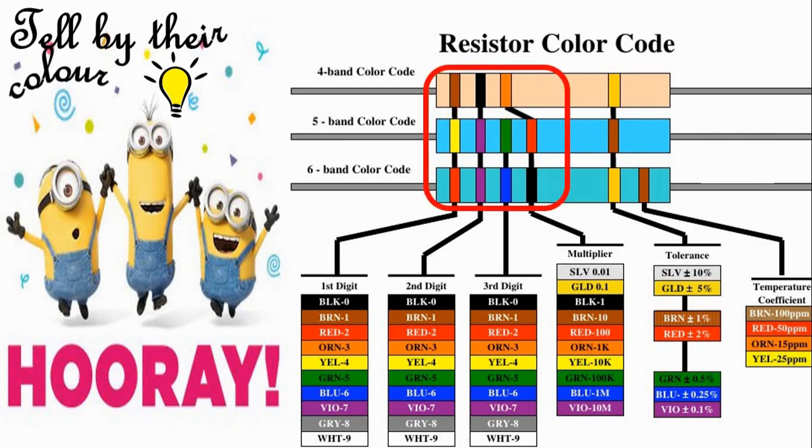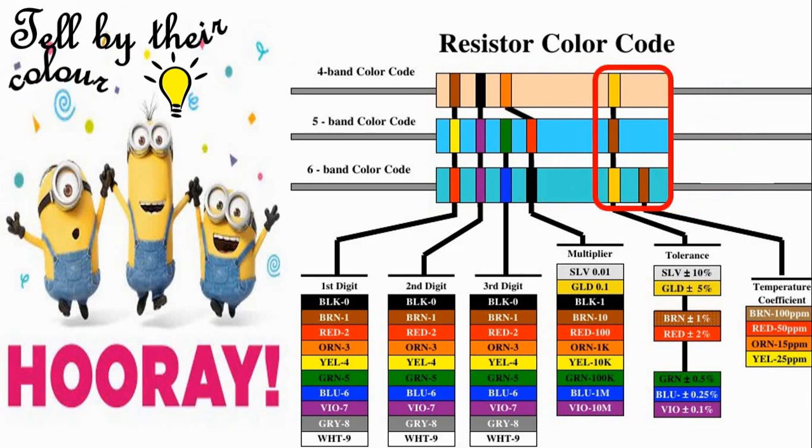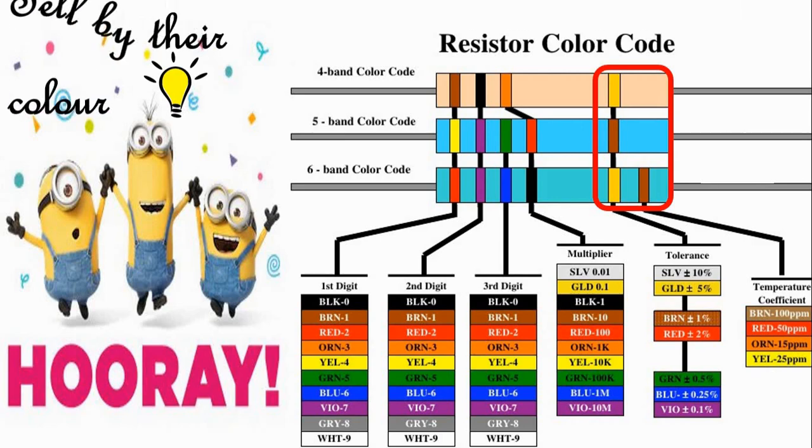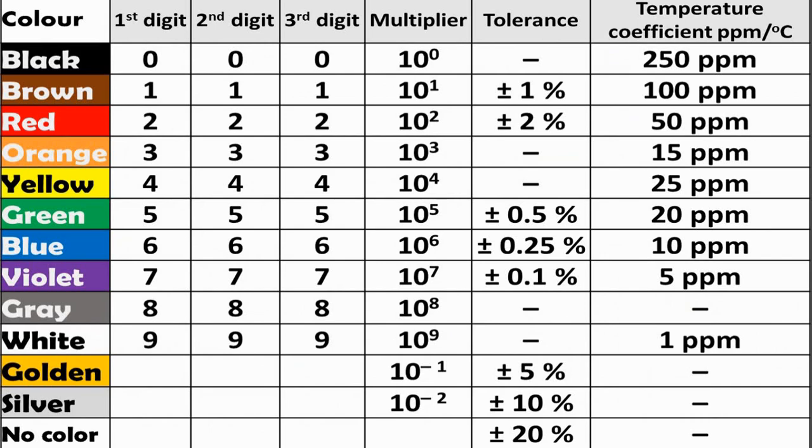The first group, group 1, which has 3 or 4 colors, contains the digits and a multiplier. The digits might be 2 or 3, while the multiplier is just one of them. Now group 2 has 1 or 2 colors in it, one of which is a tolerance and the second is a temperature coefficient. So here's a table of values that helps us determine the value of a resistor simply by its color.